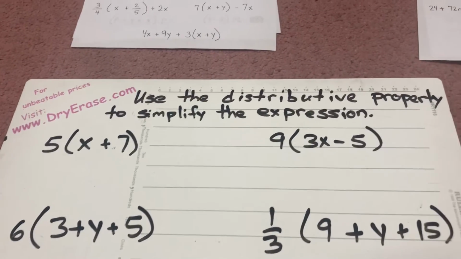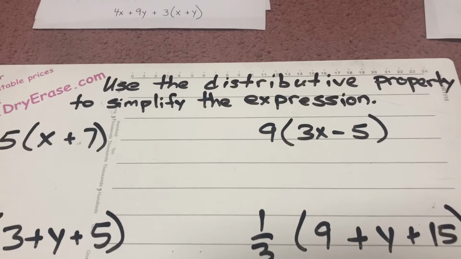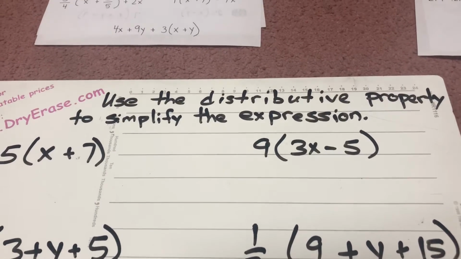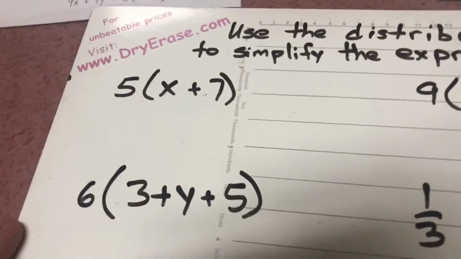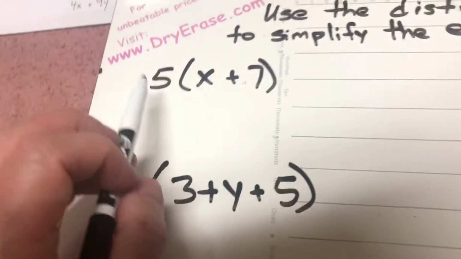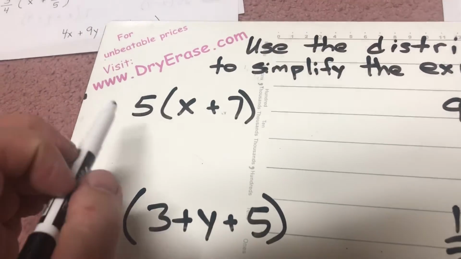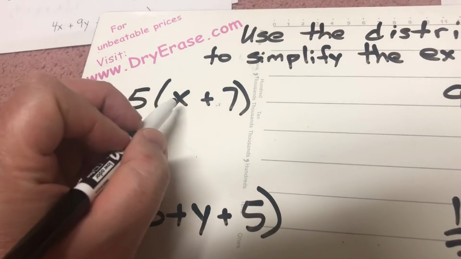All right, sixth graders, we're moving on here in lesson 5.4. Use the distributive property to simplify the expression. Once again, use the distributive property to simplify the expression. We're looking here at 5 times x plus 7. This is a number right next to parentheses, so it's going to be 5 times x first.